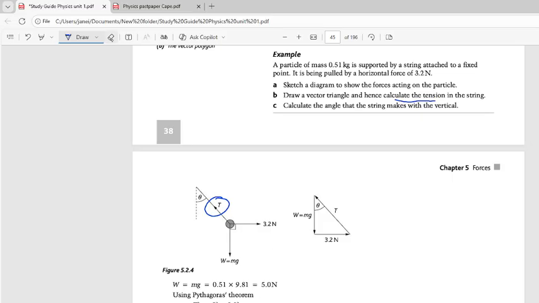Alright, now the method they use here is gonna be Pythagoras' theorem. But we're gonna use a different method. Want to see my method? My method is gonna be harder though. Not really. Alright, let's look at their method.